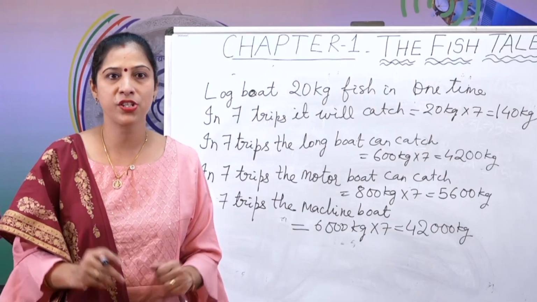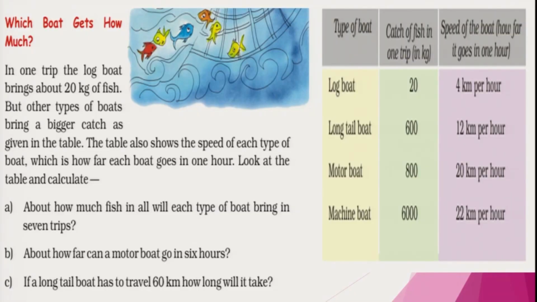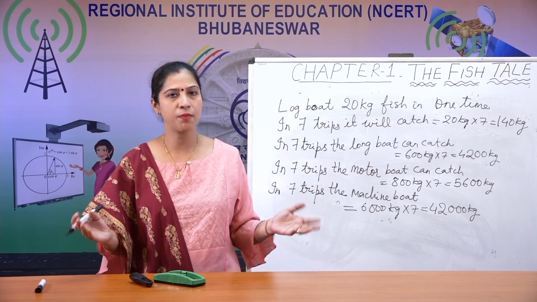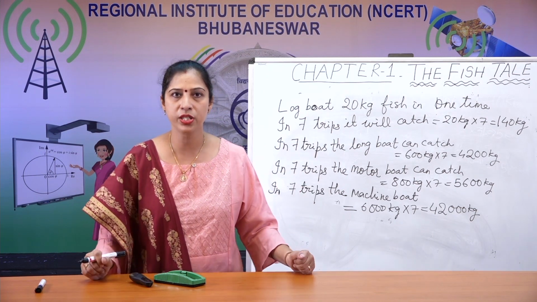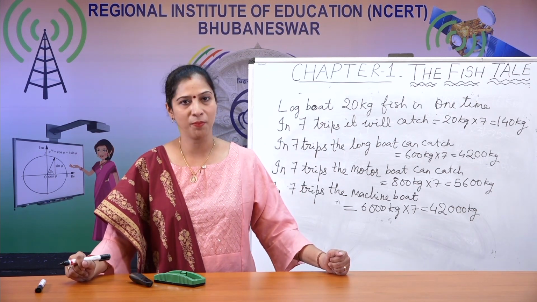Now the next question is about how far a motorboat can go in 6 hours. Now let's see the table. It's very easy. We can do it orally. So the motorboat can travel 20 km in 1 hour. Okay. So how much distance will it cover in 6 hours? Of course, 20 km into 6, which is equals to 120 km.